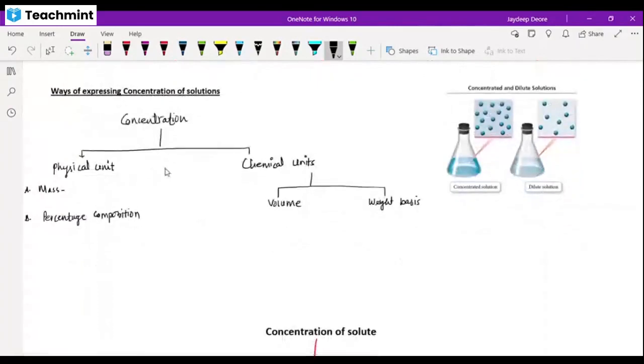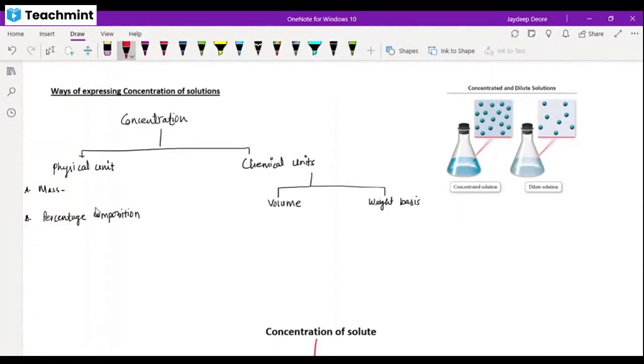Concentration is again classified into two different units: physical units and chemical units. The physical units are classified into two classes, depending upon the mass and depending upon the percentage composition. Now, mass means mass of the solute per definite volume of the solution. Let me consider an example of how a physical unit is expressed by mass.